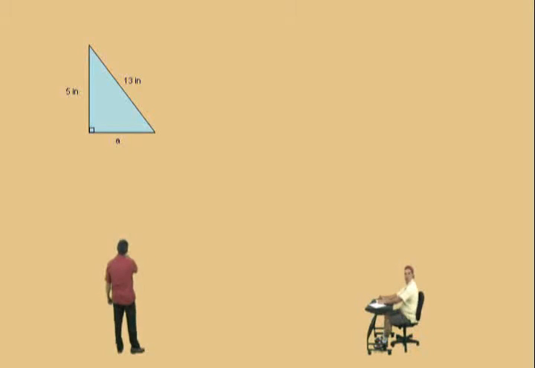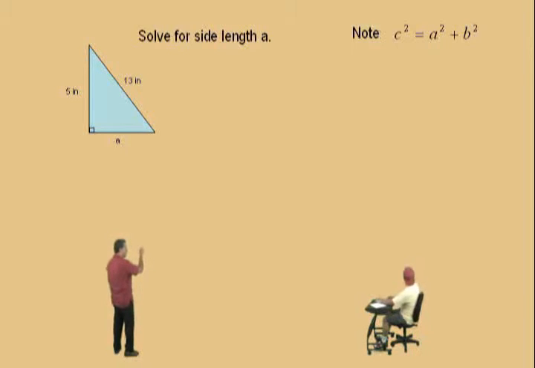And the 5 and that A are referred to as the legs of the triangle. Now, when you have a right triangle, we have a theorem, which is called the Pythagorean theorem. And it's only applied to right triangles like this. And that theorem is up there. C squared equals A squared plus B squared. Now we're going to use that theorem to solve for that side length A, right? Find that side length A, okay?